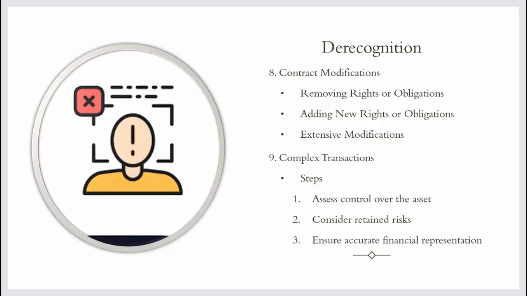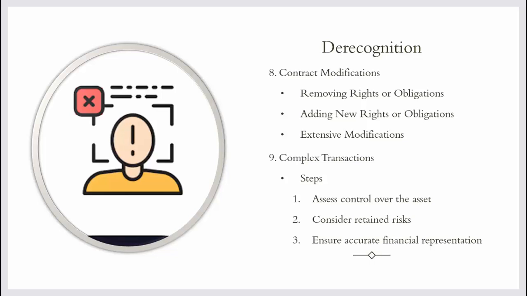Complex transactions. Some transactions involve multiple components and need careful evaluation for derecognition. Example, selling a receivable but providing a guarantee involves checking if control of the receivable is truly transferred, the extent of risk retained by the guarantee, and how the transaction impacts the financial position.